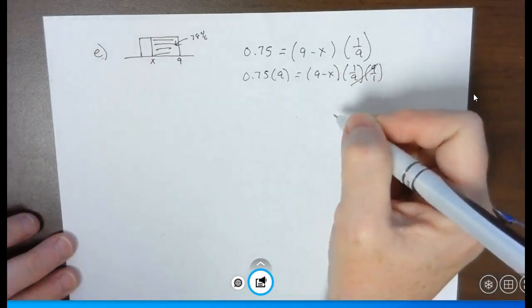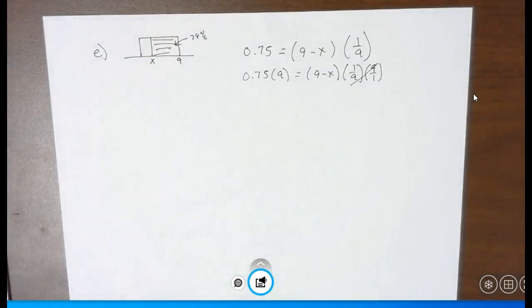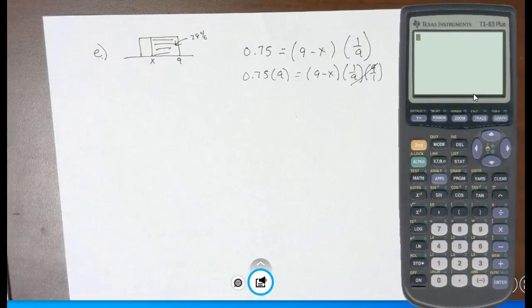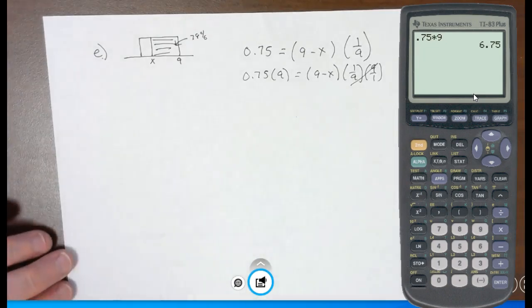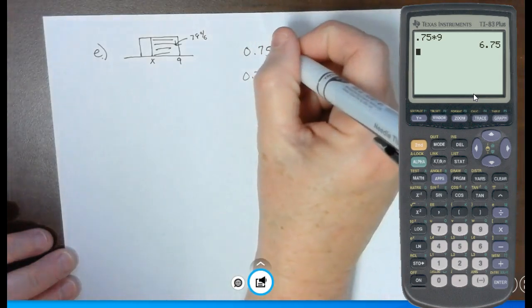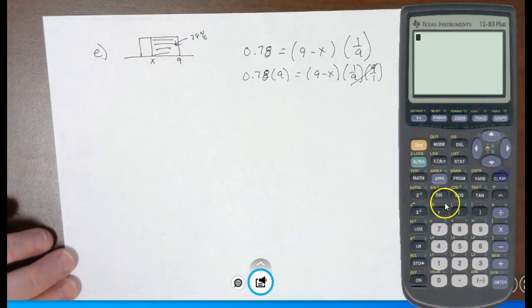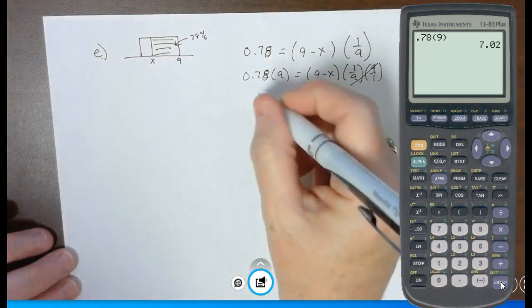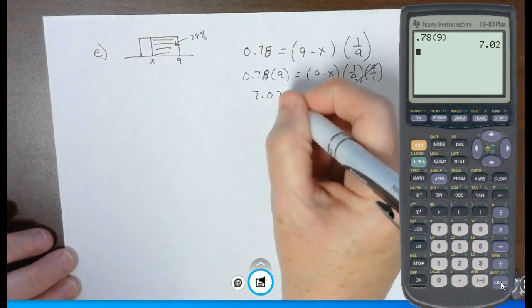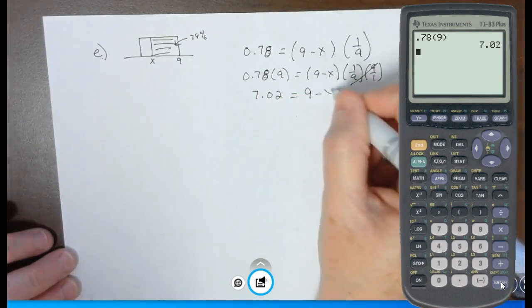So these cancel, and I'm left with, let me bring my calculator over here, and let's see what 0.75 times 9 equals, oh, I'm sorry, that's 0.78. This should be an 8 here, not 7.5. My mistake. Just notice that 0.78 times 9. There we go. And that's 7.02 equals 9 minus x.